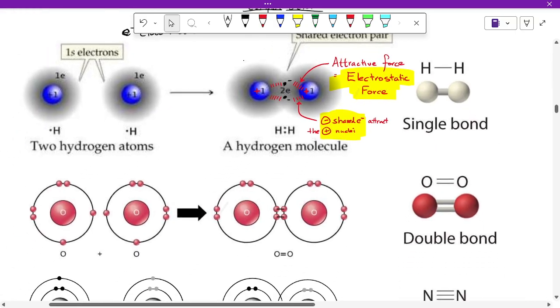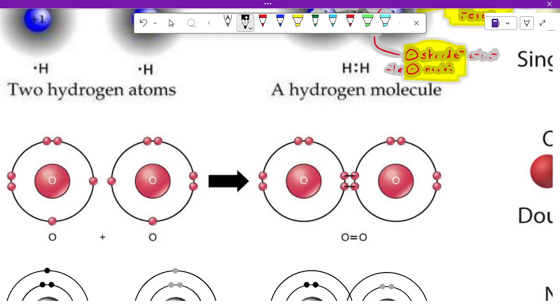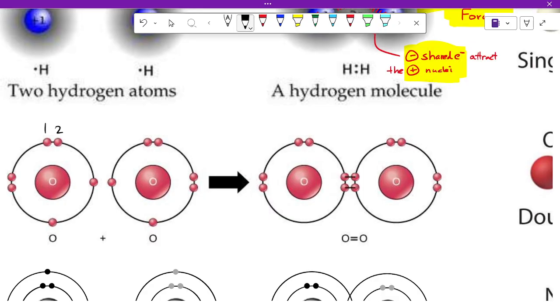Here's an oxygen. Oxygen, remember, has only 6 electrons in its outer shell. 1, 2, 3, 4, 5, 6. Will it be happy if it just shares 1? That would get it up to 7. So instead of just sharing 1, it has to share 2.